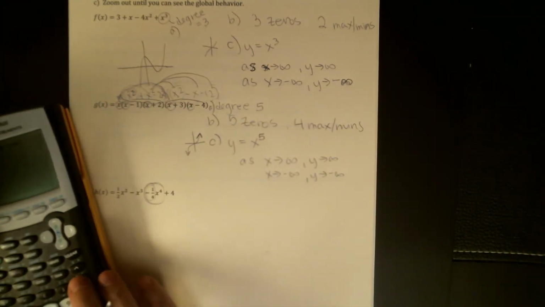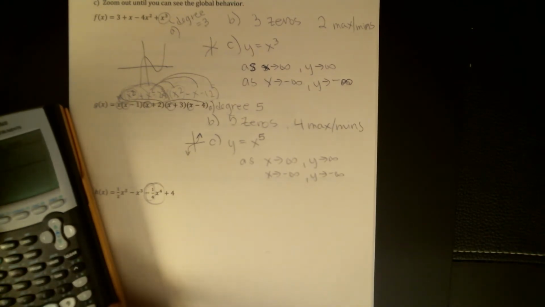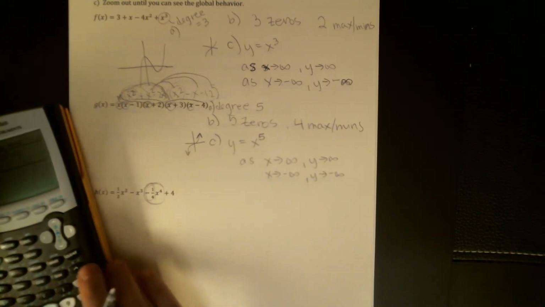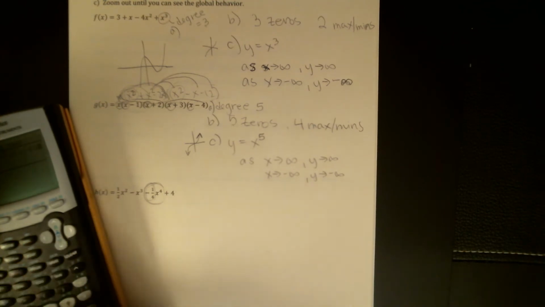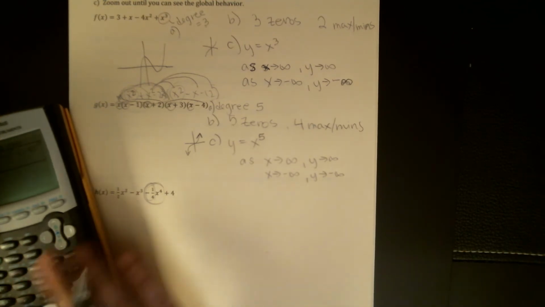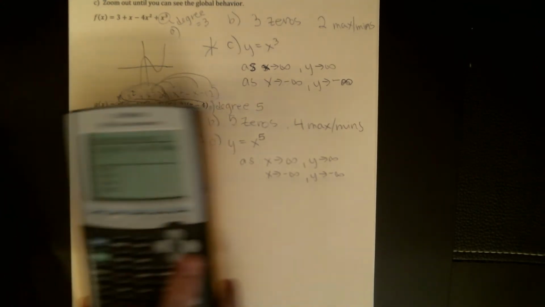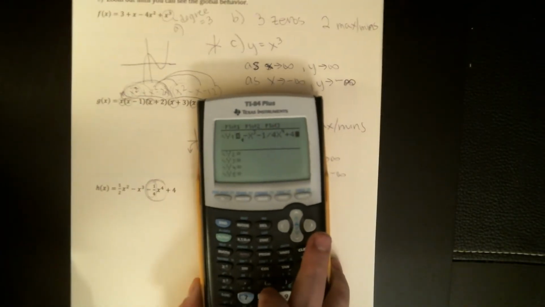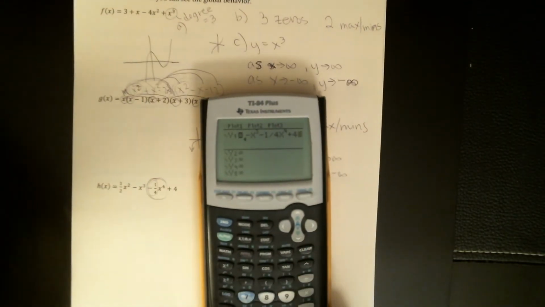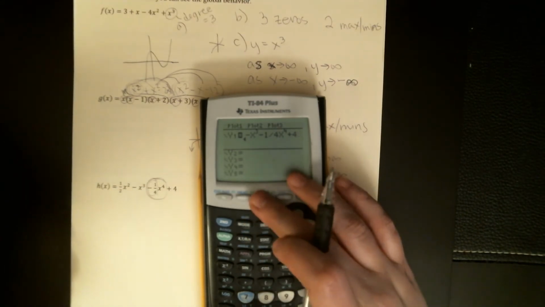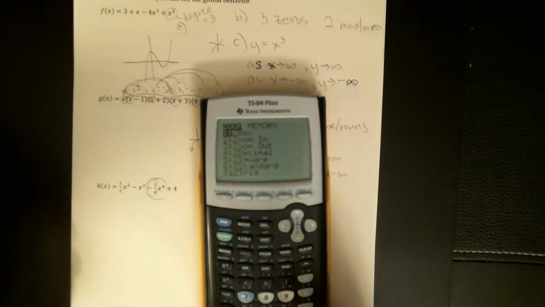Okay, so I have a 1/2 x squared minus x cubed minus 1/4 x to the 4th plus 4. Sorry, you couldn't see that. Okay, so there it is. And I'm going to start off again with my zoom standard.